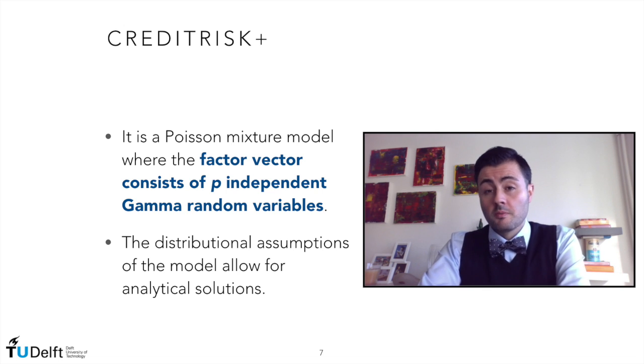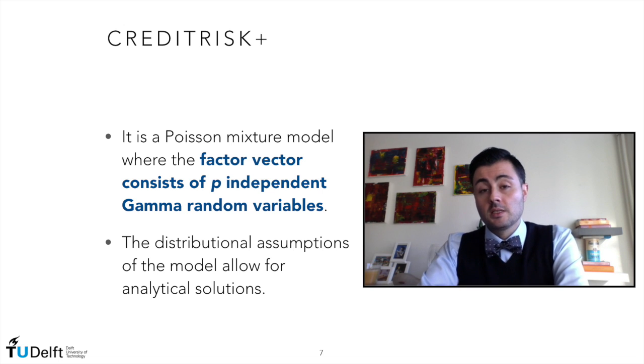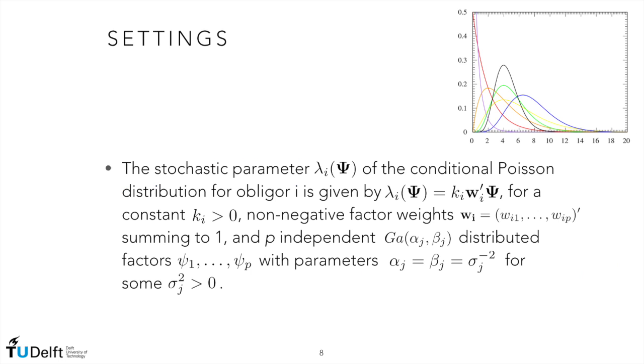It is a Poisson mixture model in which the common factors are p independently distributed gamma random variables, and this assumption essentially allows for the derivation of closed-form analytical results, and from a computational point of view it allows for the use of very strong tools coming from actuarial mathematics, like the so-called Panjer recursion. Now, I have to admit that within the class of credit risk models, CreditRisk+ is actually one of my favorite ones.